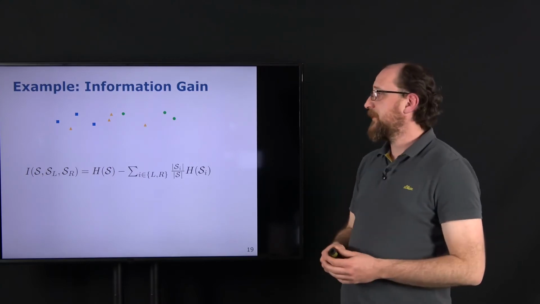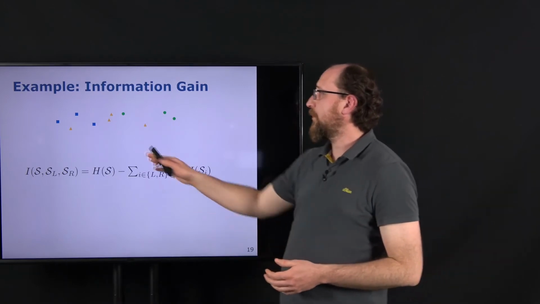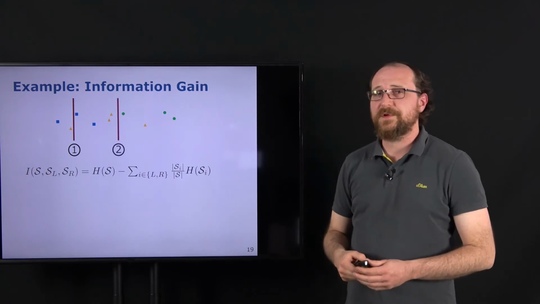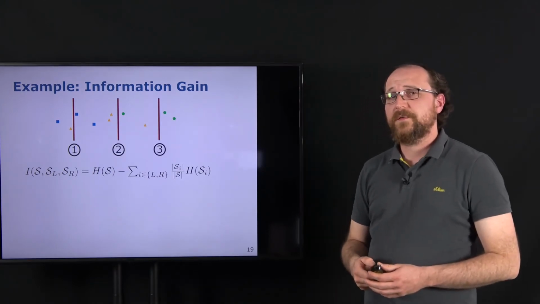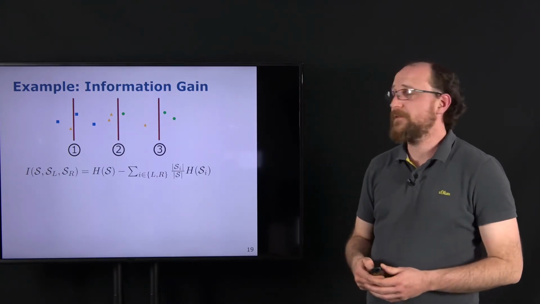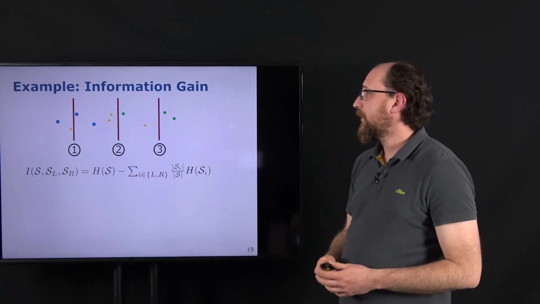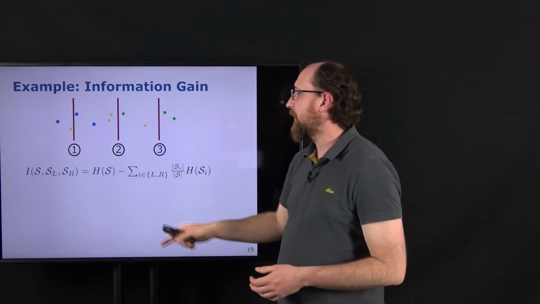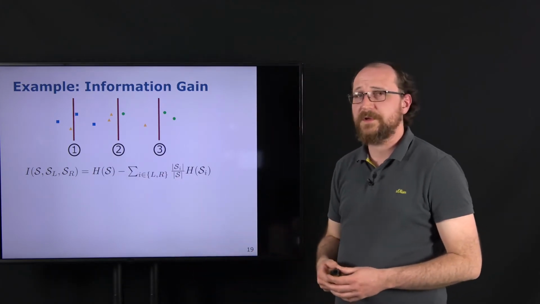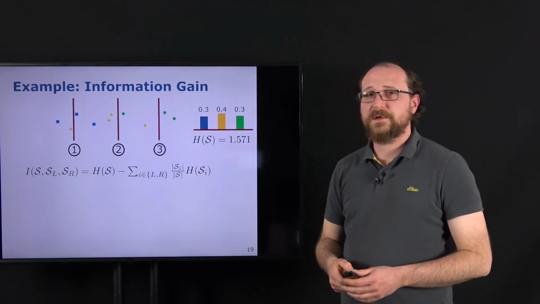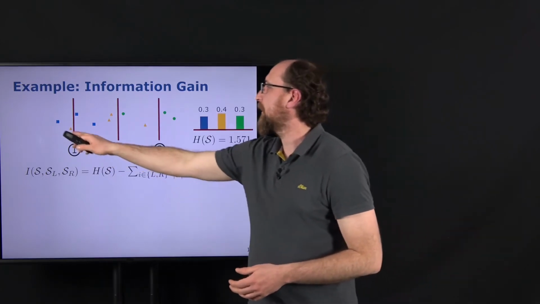And here's just a little example. We have these points here with the specific classes, and then we have maybe three split functions here. And for each split function, we can now determine the information gain. I just repeated here the equation that we had before. And for the derivation that comes now, we need essentially the entropy of the whole set.